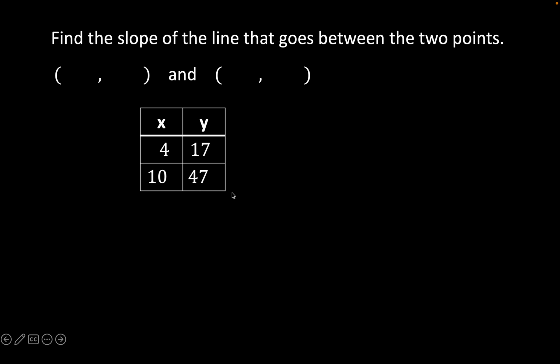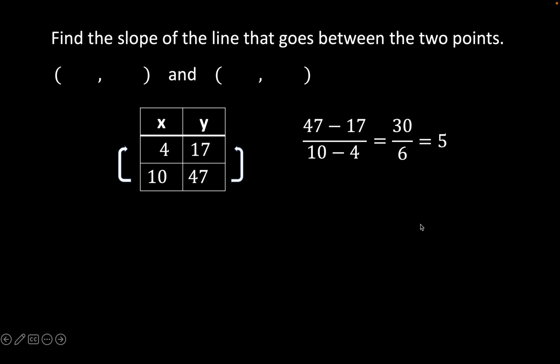Now you have your work, and we'll do 47 minus 17 on top. We'll do 10 minus 4 on the bottom. 47 minus 17, 30. 10 minus 4, 6. 30 divided by 6, 5. So again, once you get to the table, it's easy. You just got to make sure you know how to convert the point to a table. And all you're doing literally is just copying the ordered pairs and stacking them up in the table.